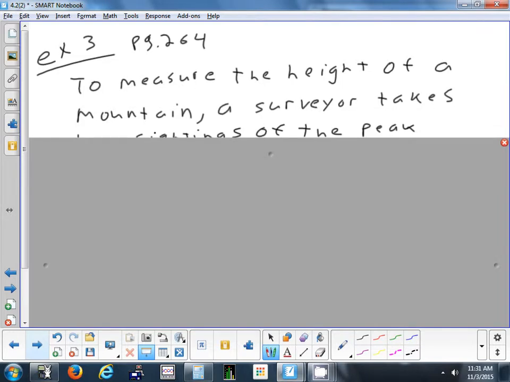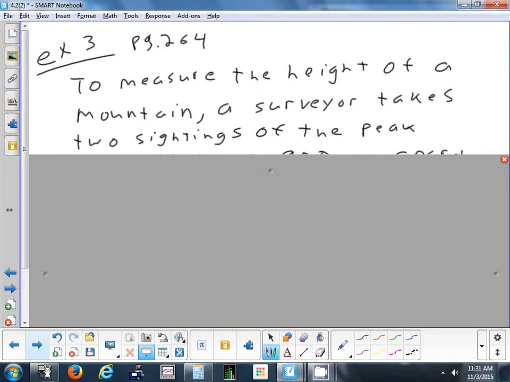All right, so to measure the height of a mountain, a surveyor is going to take 2 sightings of the peak. Basically, he's going to stand a certain distance from the mountain. He's going to take out his transit and measure the angle to the top of the mountain. Then he's going to get in his car and drive back, and do the same thing again. By taking 2 different sightings of the mountain from different distances, he's going to be able to get the height. Very, very easy using trig.